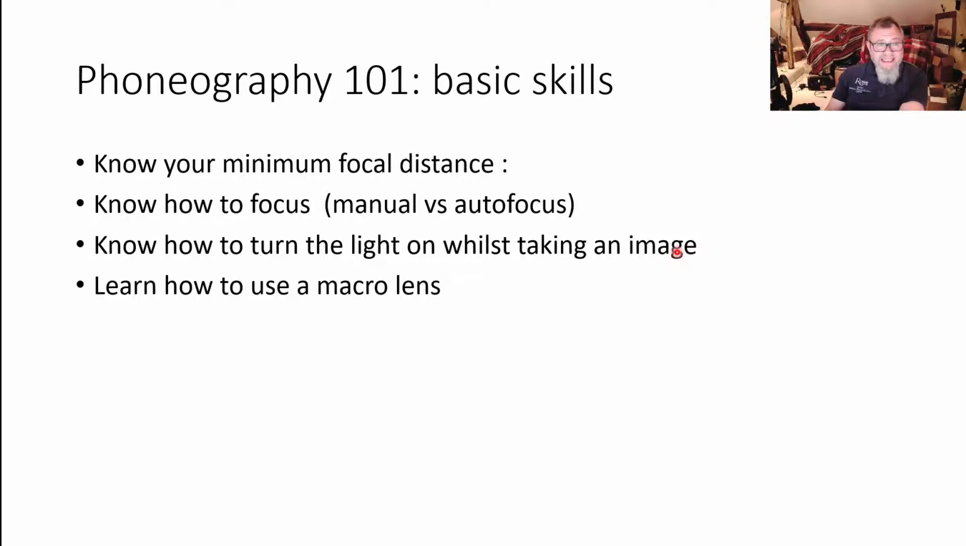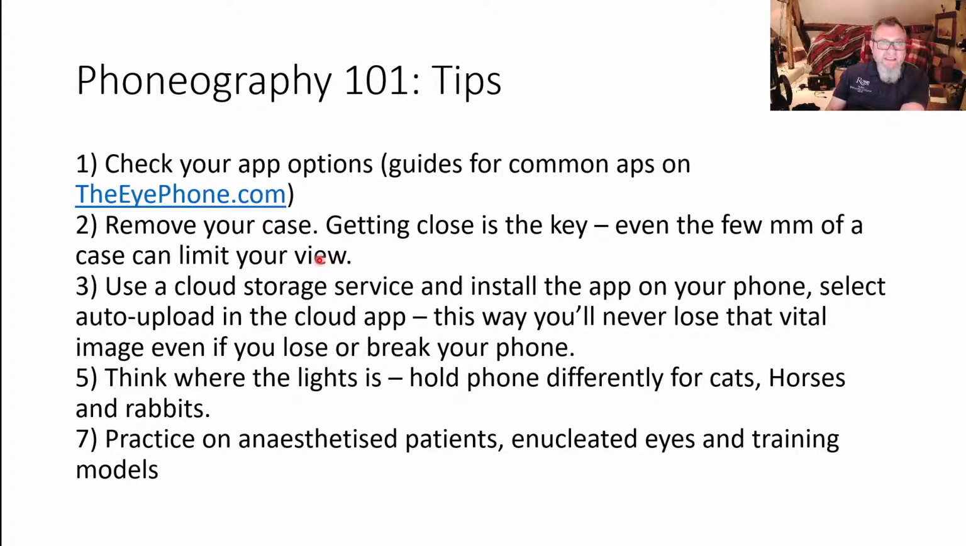So, some basic skills for using your phone. The most important one is to know your minimum focal distance. The second is to know how to focus, and ideally to learn how to focus manually and also using the autofocus. The third important thing is to know how to get the light on whilst taking an image, and with your basic camera app that's usually not possible, but with some of these third-party apps it is. And then the final skill is how to use the macro lens, which we're going to talk about today as well.